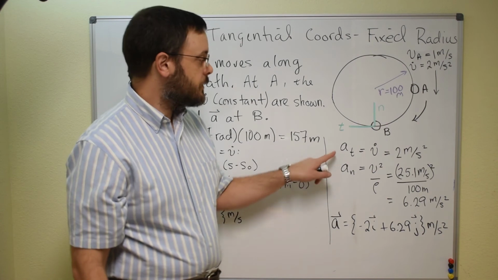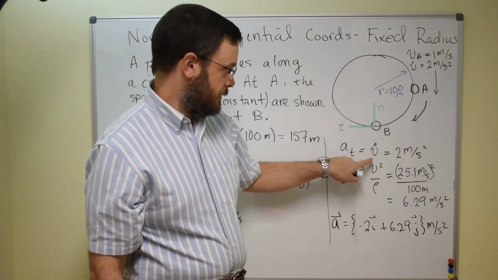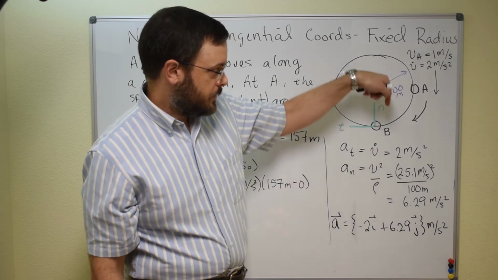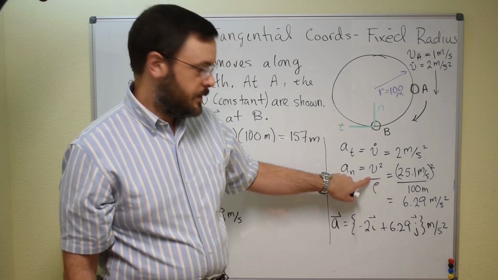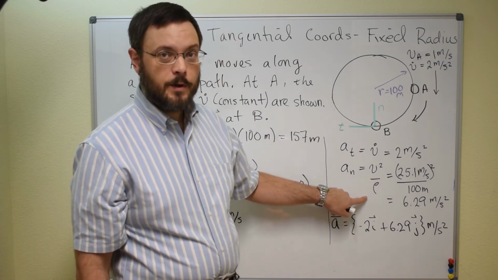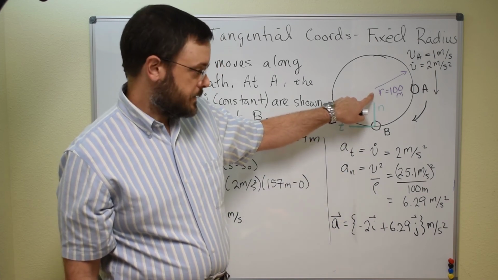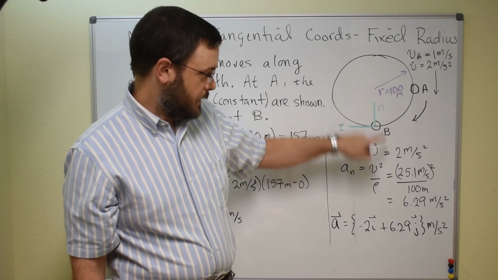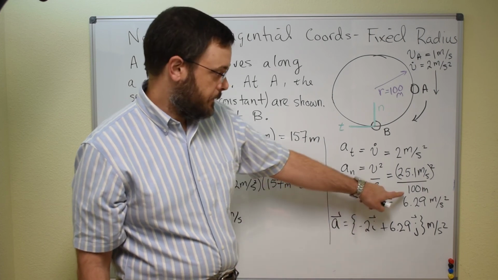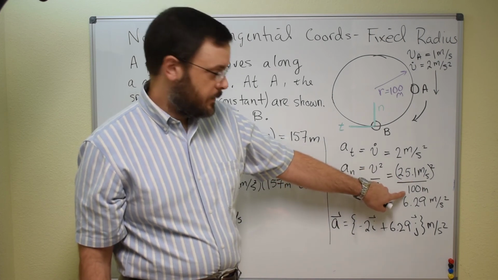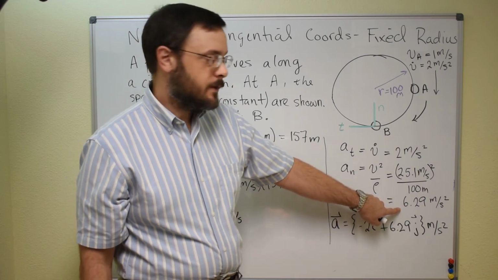Now let's take a look at the acceleration. We have the a_t, which is just the v dot term. So the tangential acceleration in the direction of the path is the 2 meters per second squared. The normal acceleration is the v squared divided by the radius of curvature. Remember, with the radius of curvature, we're just going to use r since it's a circle with a constant radius. So we have our 25.1 meters per second that we calculated earlier, squared, divided by the 100 meters, and that gives us 6.29 meters per second squared.